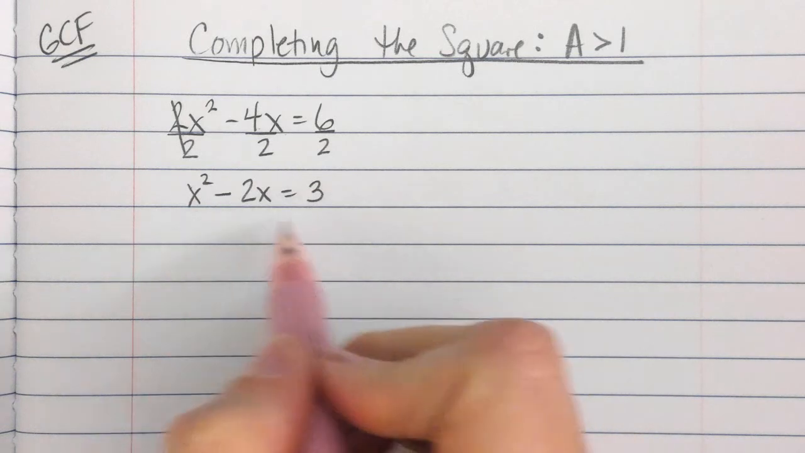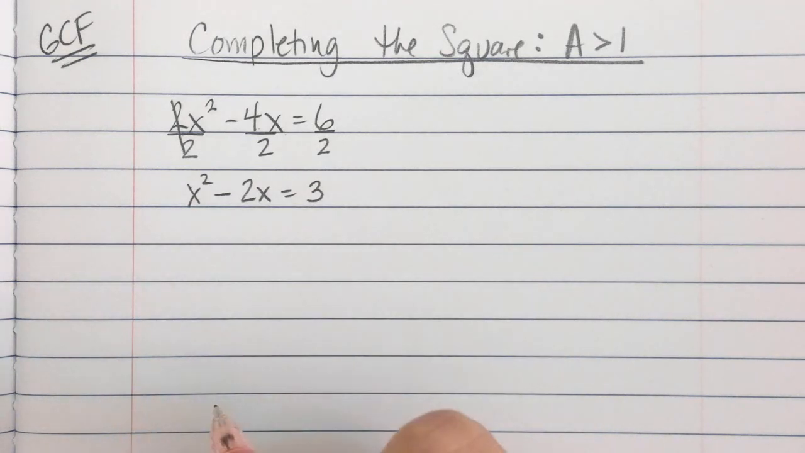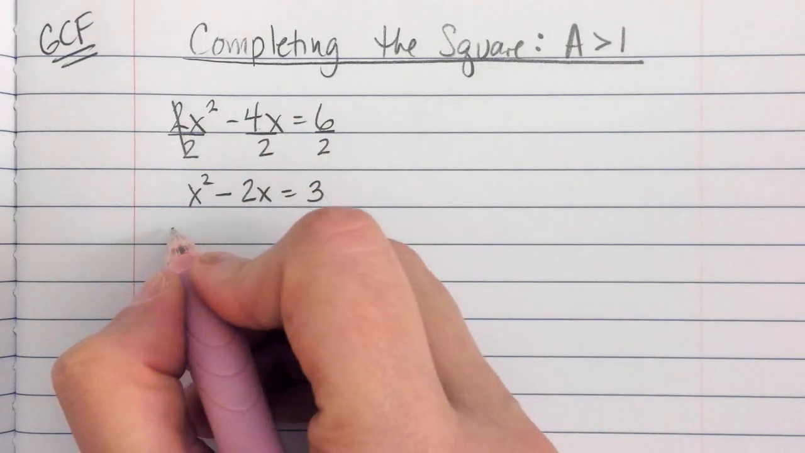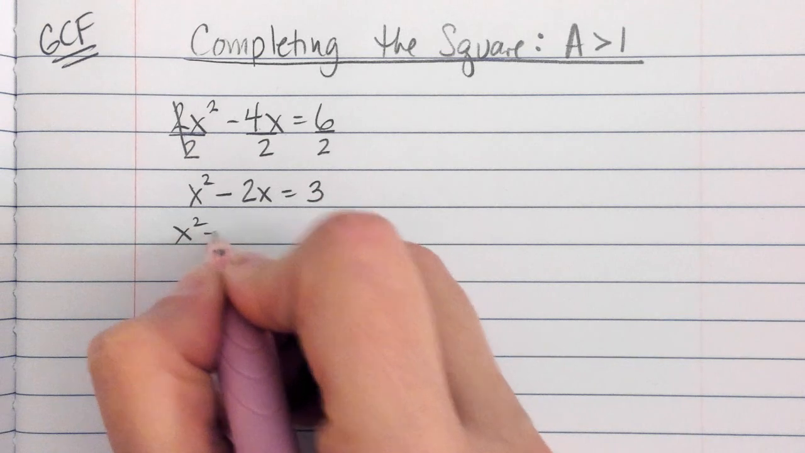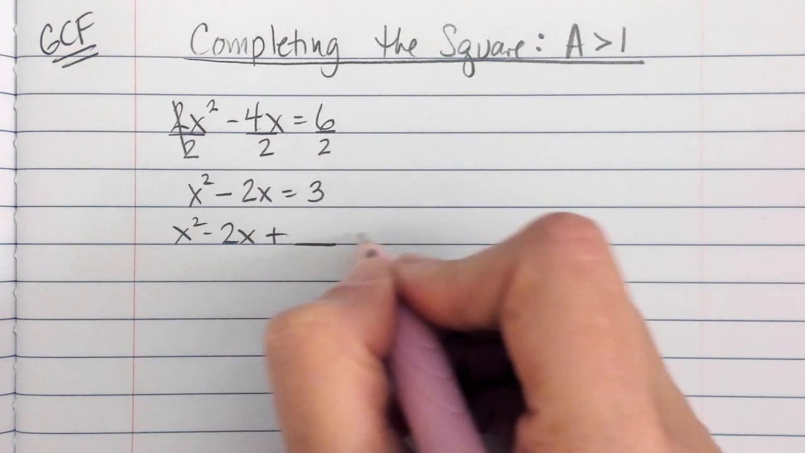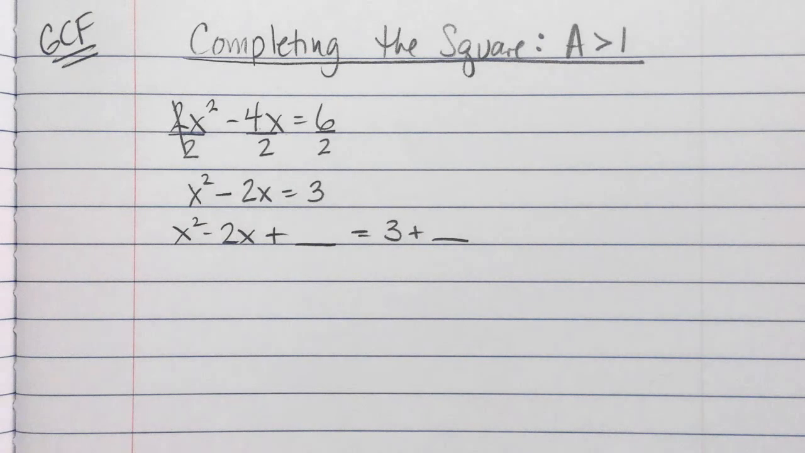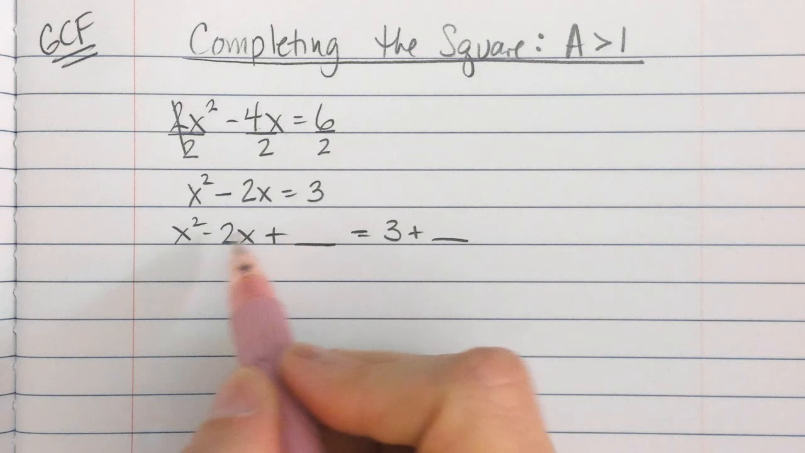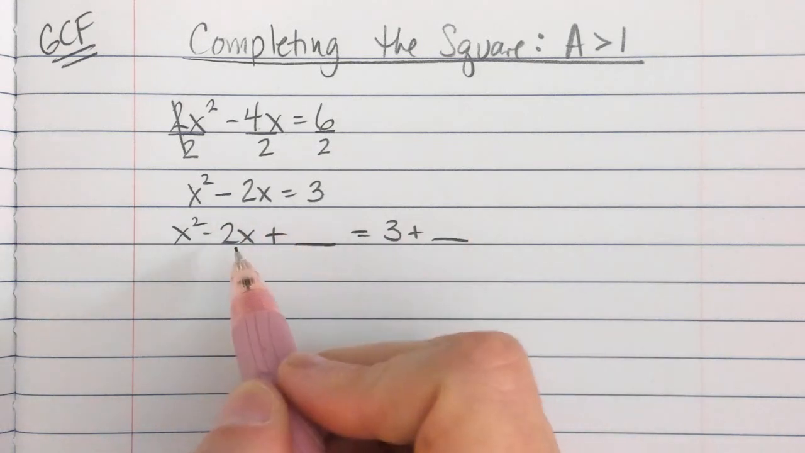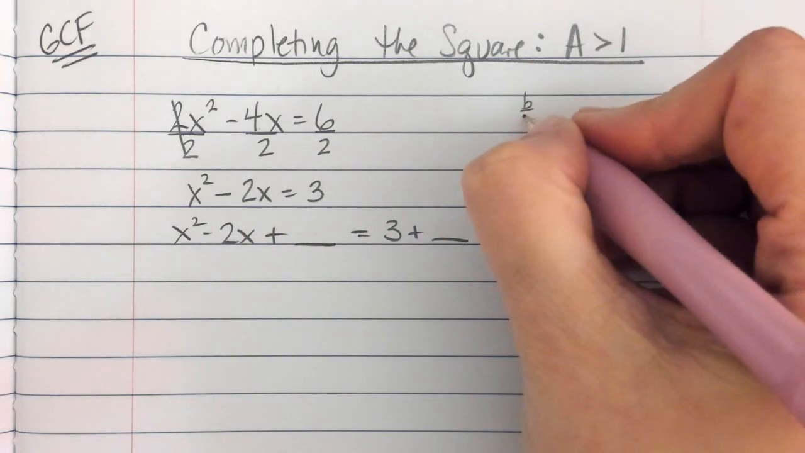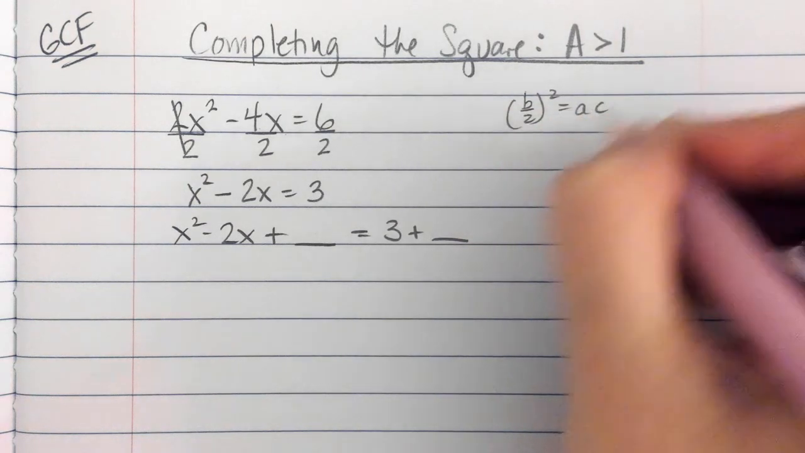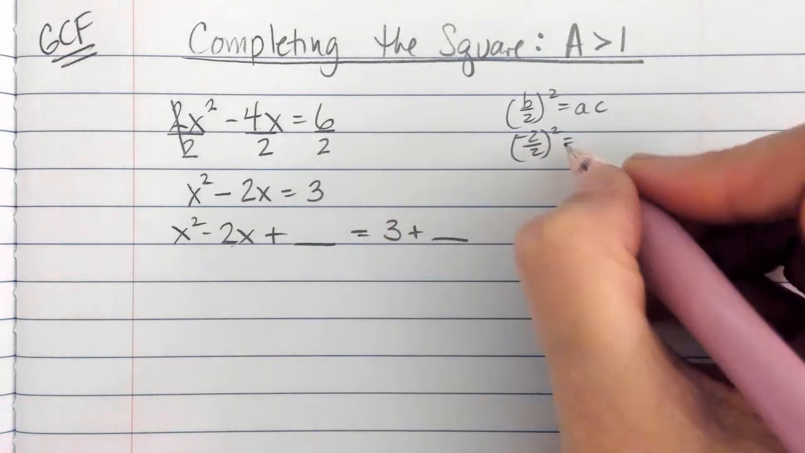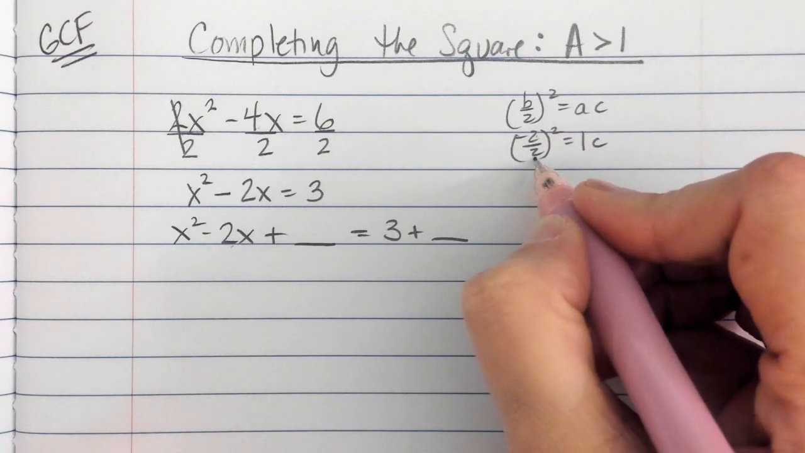Now I have a completing the square problem where a equals 1, and I solve this just like I did yesterday. For this one, I would rewrite this as x squared minus 2x plus something equals 3 plus something. I'm going to figure out what I need to add to make this a perfect square. Well, again, b over 2 squared equals c. b is negative 2 and a is 1. Negative 2 divided by 2 is negative 1.